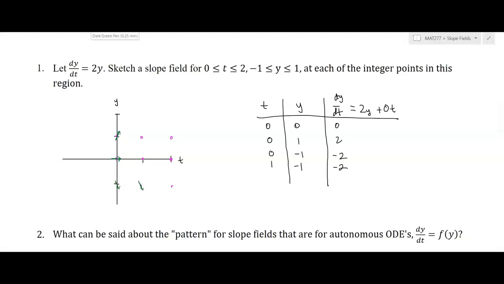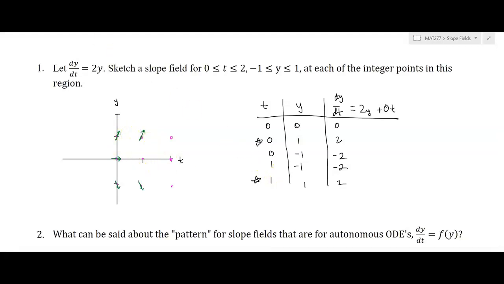So keep in mind that the t value, where we are on the t-axis, does not influence the slope segment. We only are concerned with the value of y. So in fact, if you look at the t value of 1 and the y value of 1, that's going to be exactly identical to what we achieved up here, because as long as y is 1, dy/dt is going to be 2. And at the point 1, 1, I should probably be careful not to make those look negative. I'm just trying to illustrate that this point here and this point here are going to have exactly the same slope. So at the point 1, 1, I'll have exactly the same slope that I had at 0, 1.